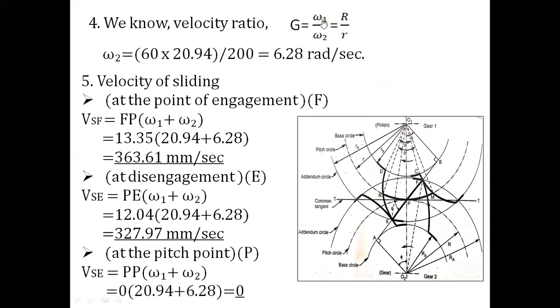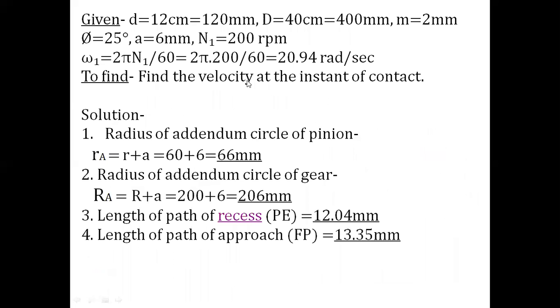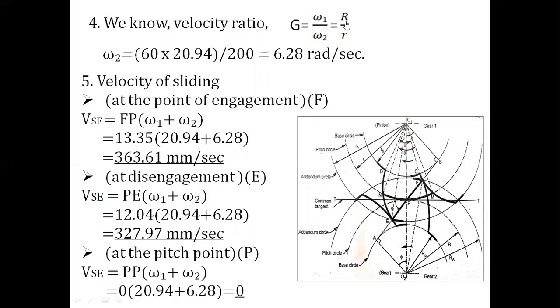So we have the value of omega 1. Omega 1 that we got here is 20.94. So we have to find out omega 2. Omega 2 will become omega 1 into r by cross multiplication divided by capital R. Capital R is given as 200 in the previous slide. So 60 into 20.94 divided by 200. The answer is 6.28 radian per second. Omega 2 will be 6.28 radian per second.